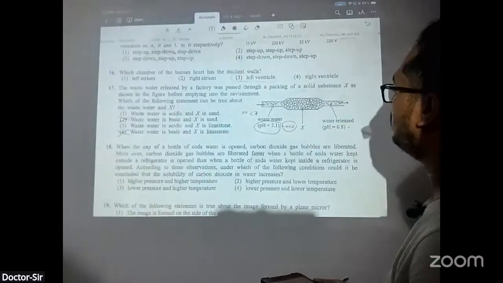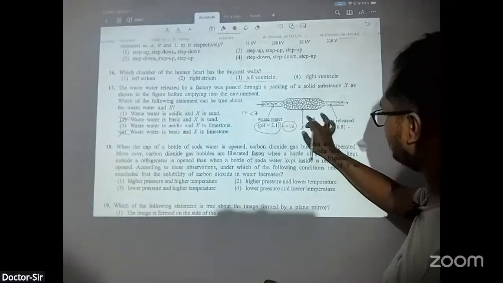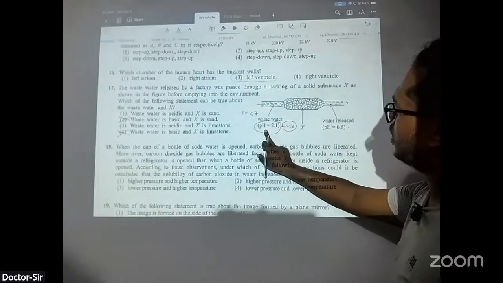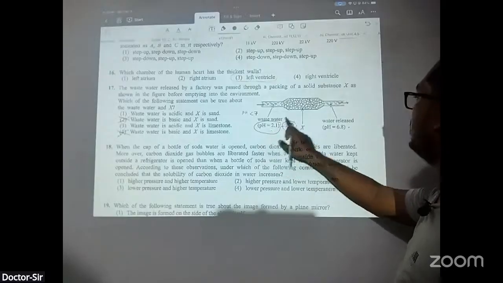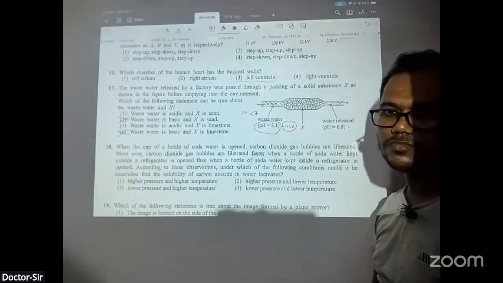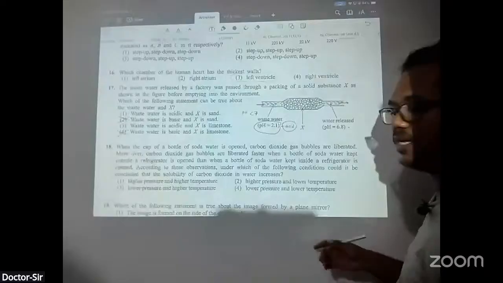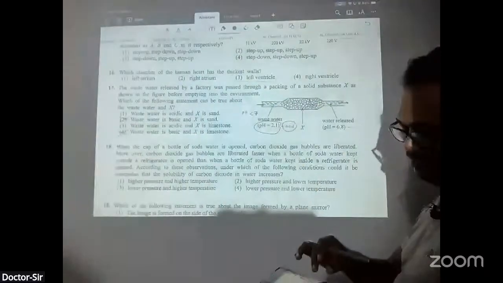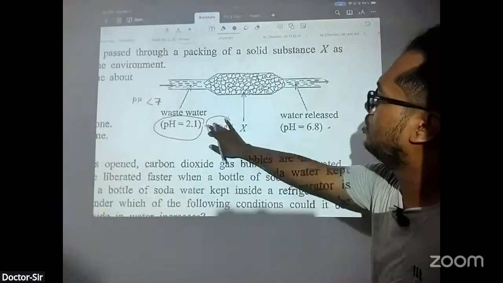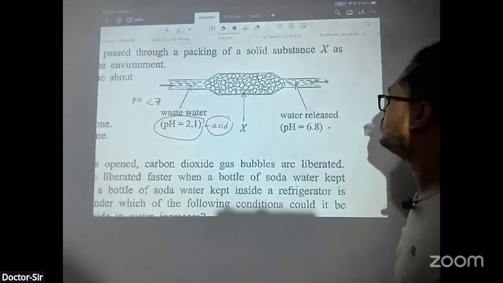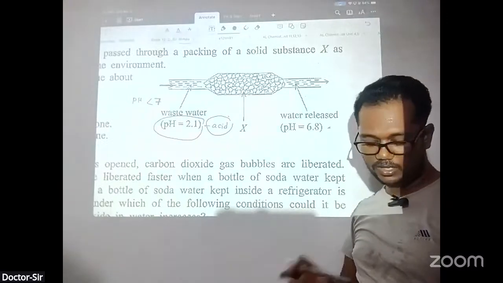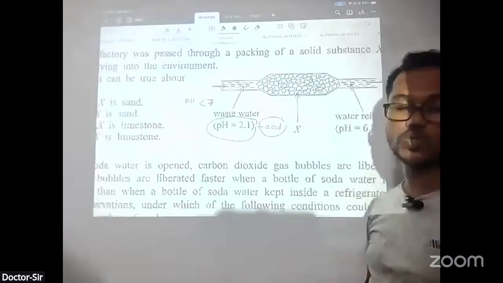What are they asking about, why are they asking, what are the things they are asking about this X? So think this wastewater has a very high acidic pH, then it will be a little bit neutralized here. So what could be this X? This acidic pH water is converted into a little bit neutral pH value. So what can this be? The options they have given here: one is sand or limestone.